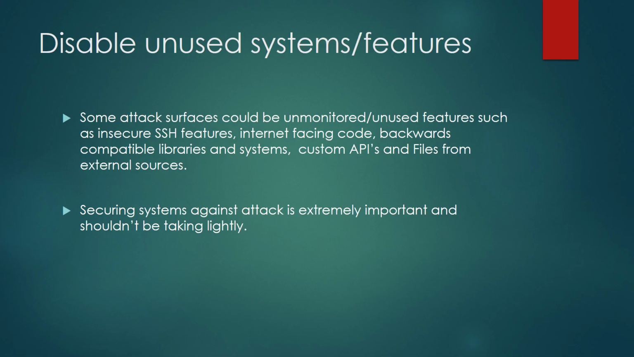Disable unused system features. Some attack surfaces could be unmonitored, unused features such as insecure SSH features, internet-facing code, backwards compatible libraries and systems, custom APIs and files for external sources. Securing systems against attack is extremely important and should not be taken lightly.